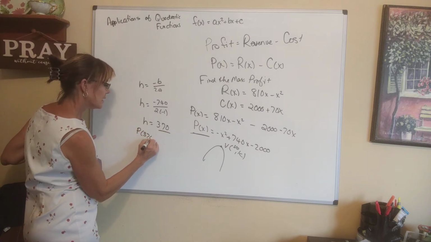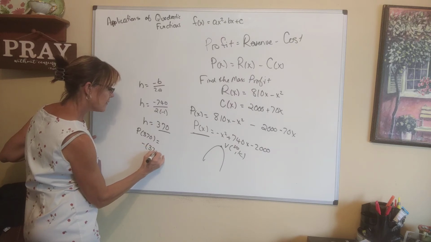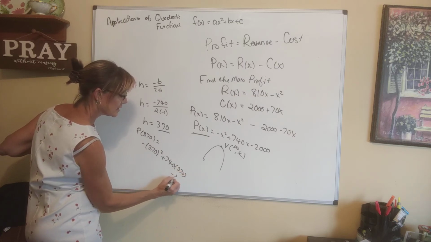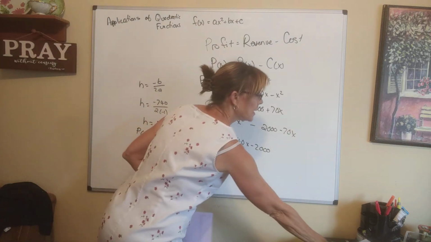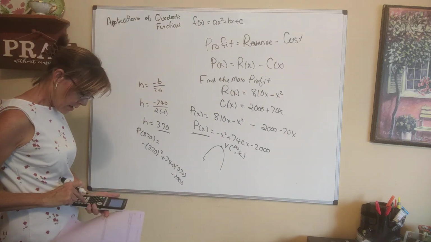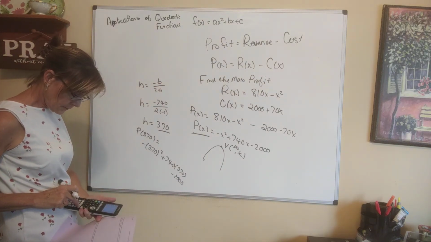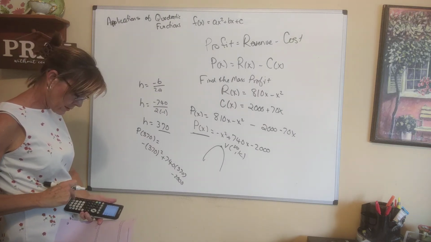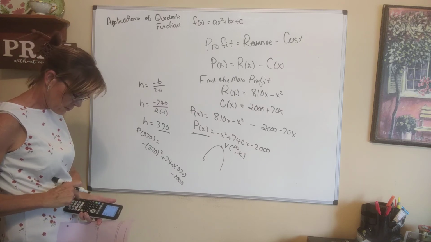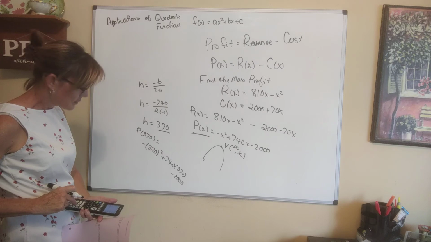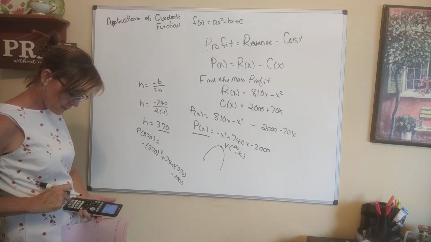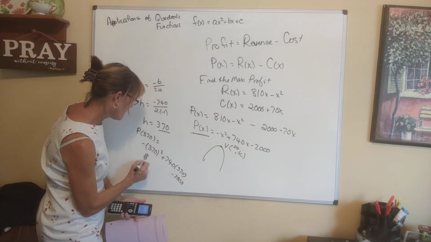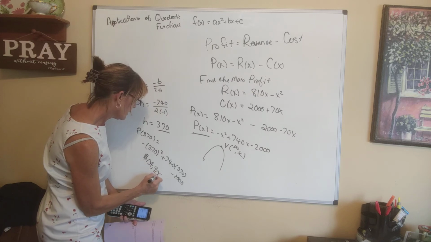P of 370 will be -370 squared plus 740 times 370 minus 2,000, which gives me, let's see what it's going to be. Let's square that, plus 740 times 370, minus 2,000, which gives me 134,900.